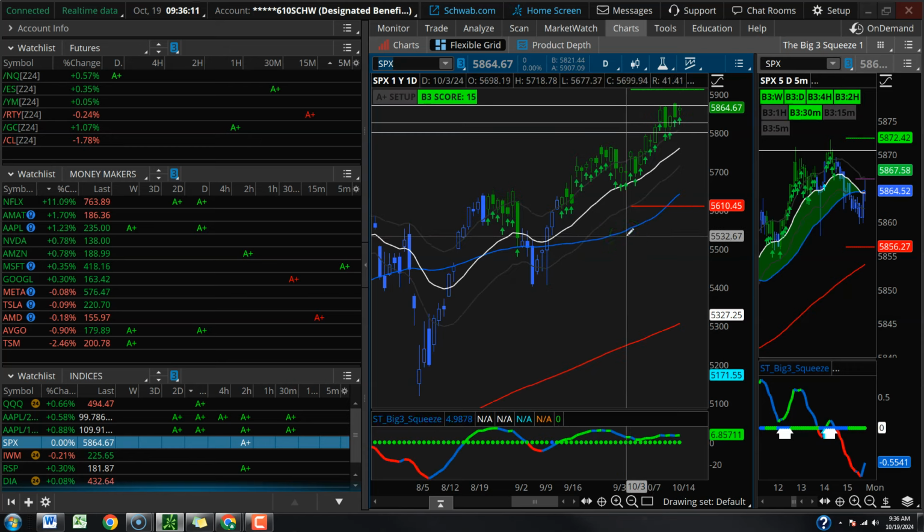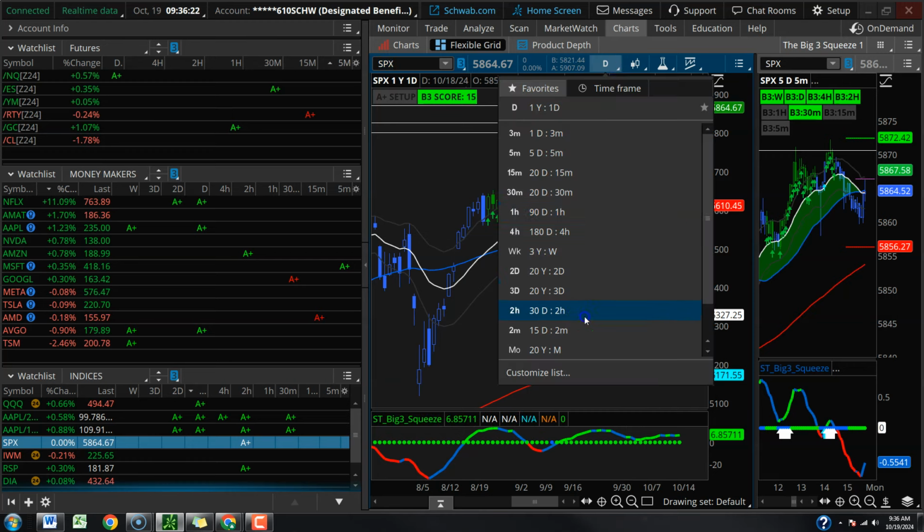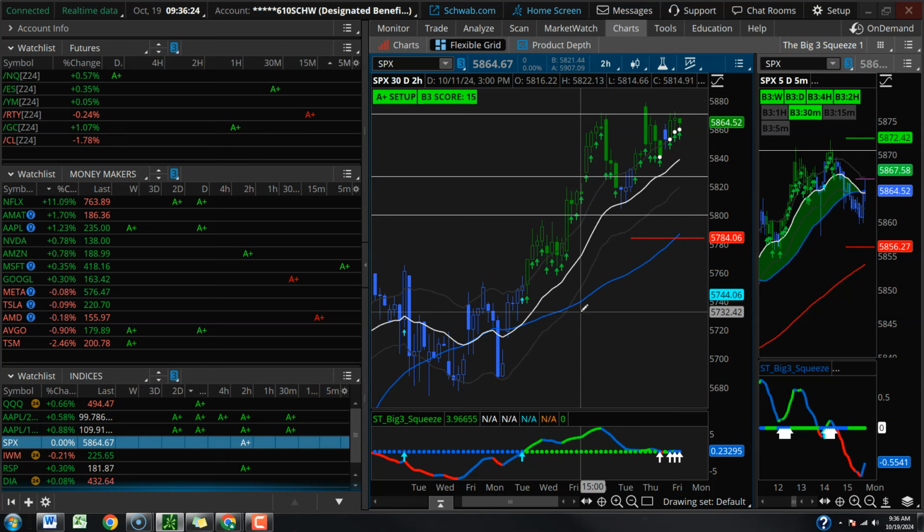No bigger time frame squeeze, but very bullish. Weekly buy signal, daily buy signal, 4 hour, 2 hour, 30 minute buy signal. It looks like we do have a 2 hour. Yeah, we do have a 2 hour squeeze. Until things change, until the signals shift, S&Ps are bullish.